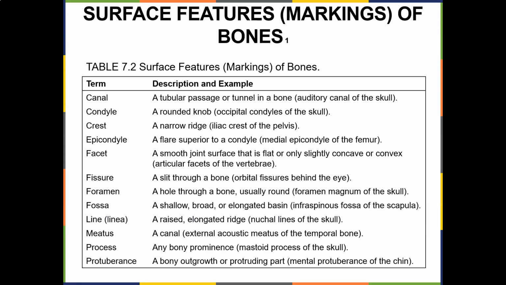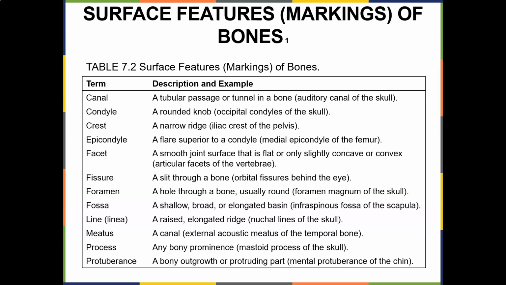So what is a canal? Canal is a tubular passage or tunnel in a bone, like the auditory canal of the skull. A condyle is a rounded knob, occipital condyles of the skull. You have a crest. That's a narrow ridge, iliac crest of the pelvis. Then you have an epicondyle, which is a flare superior to a condyle, medial condyle of the femur. Facet is a smooth joint surface that is flat or only slightly concave or convex.